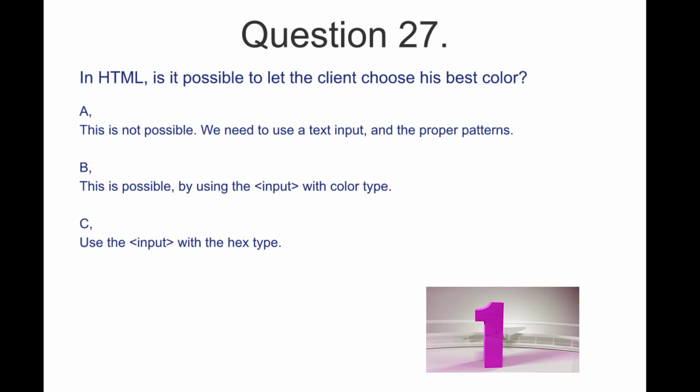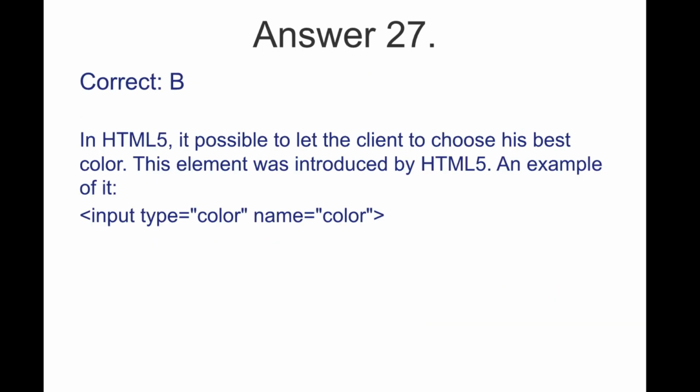Is it possible to let the client choose the best color? And if you selected B, you're correct. In HTML5, it is possible to let the client choose his best color. This element was introduced with HTML5. An element of it is type equals color, and then also applying a name of color. So the big thing here is that we specify that the input type is color, and that provides the client the opportunity to make a selection of the color value.